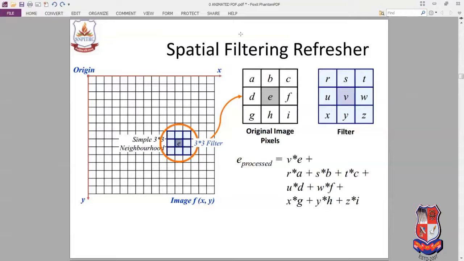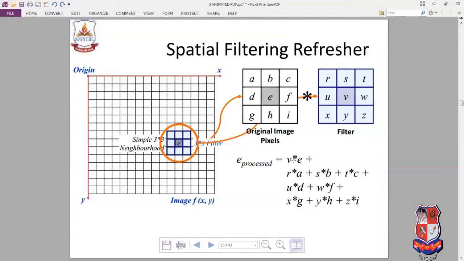The original pixel values are A, B, C, D, E, F, G, H, and I. Now, we are interested in finding out the new value of this particular pixel E. There is a 3 cross 3 filter, which has the coefficients R, S, T, U, W, X, Y, Z. This filter is superimposed on this neighborhood of your image, and then the further process is basically a simple convolution operation between the original pixel neighborhood and the filter.